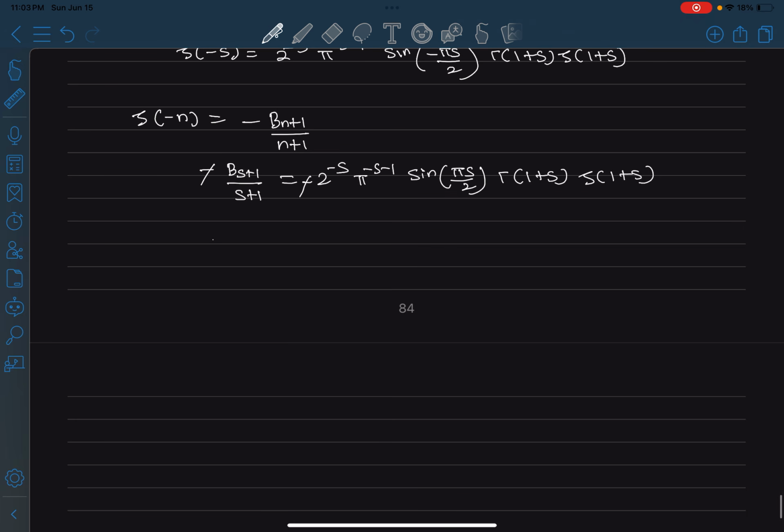Now if I try to isolate zeta of 1 plus s, what I get is Bernoulli sub s plus 1, 2 to the power s, pi to the power s plus 1, divided by sine of pi s by 2, gamma of 1 plus s, and then just s plus 1, right? Okay, now this actually gives us a direct formula for zeta of 1 plus s, right?